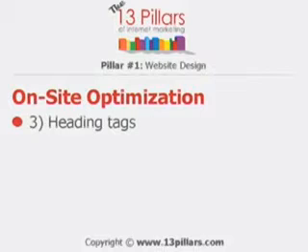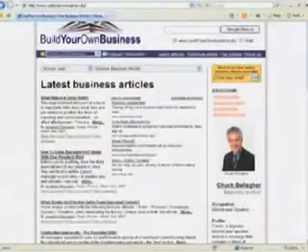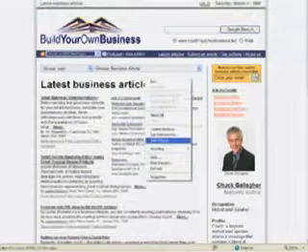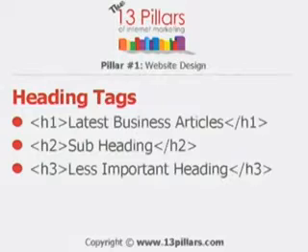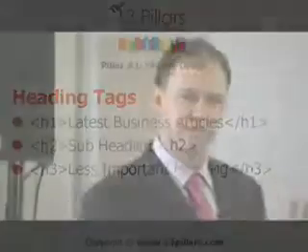Okay, number 3, heading tags. Heading tags are actually what's behind this heading here, latest business articles. Again, view source, and you'll be able to see the heading tags behind the heading, but this is what the heading tags actually look like. All it is is H1 and /H1 either side of the heading. Makes a massive difference by incorporating your keywords within heading tags. Whichever phrases are what your pages are about, that's a key area for increasing your appearance in search engines.